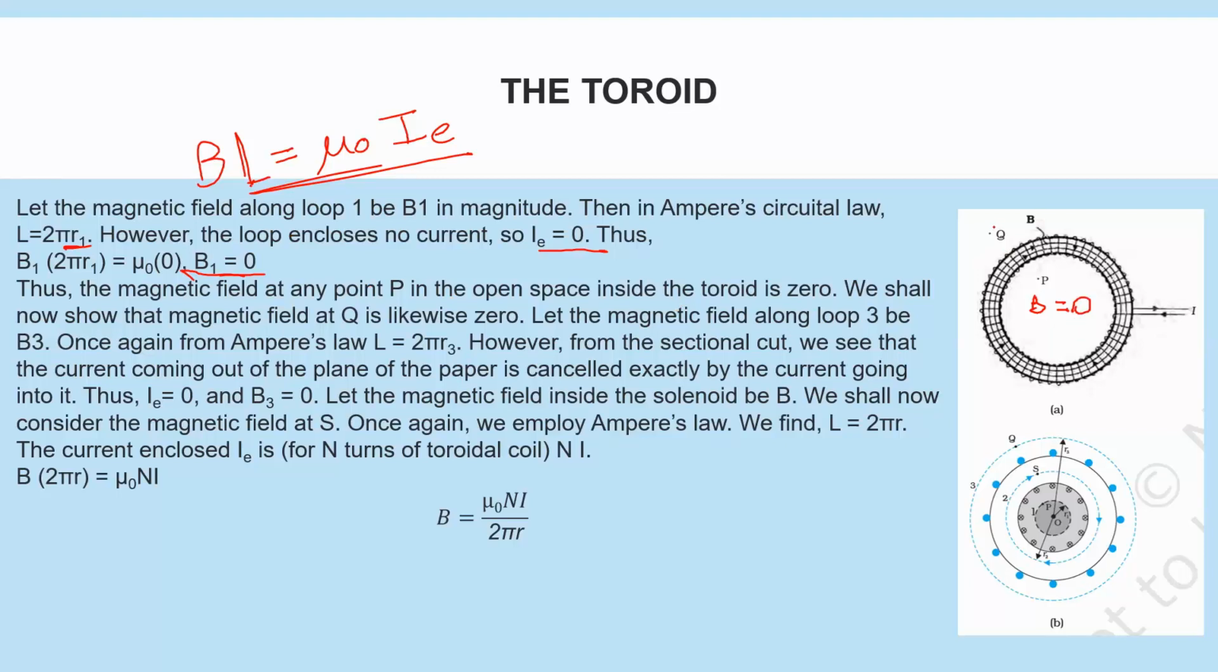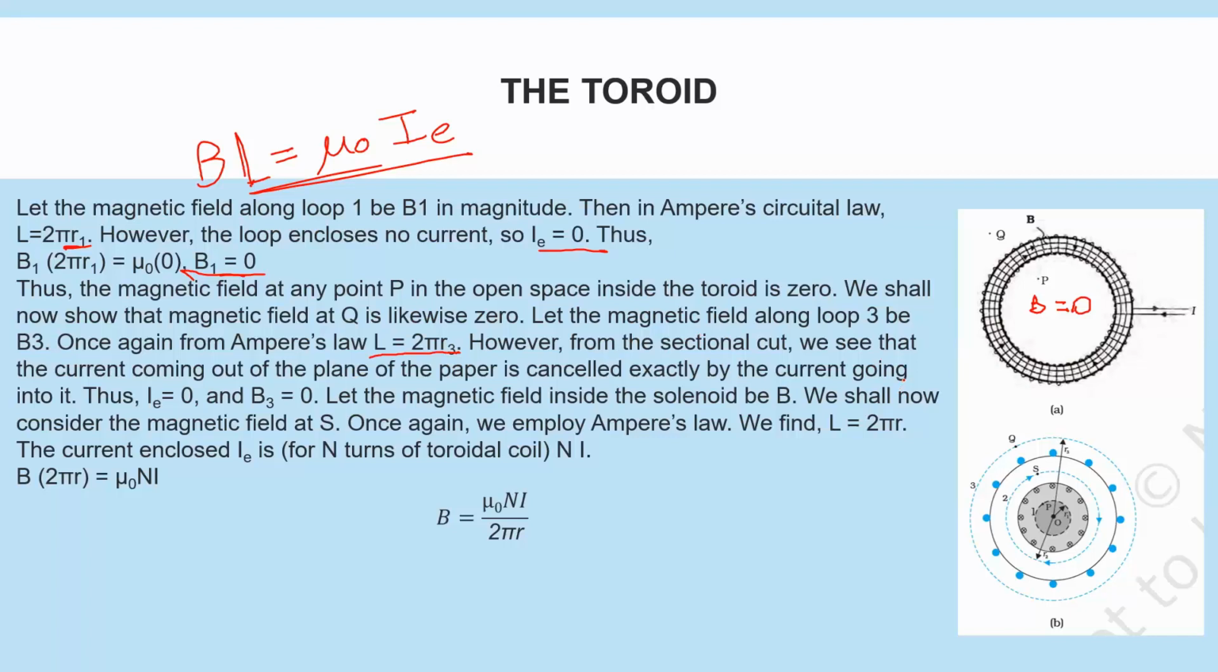Now we will try to see what will be the magnetic field at Q. Now we will say that the magnetic field at Q is also 0. So now we will try to see the magnetic field that is existing in between or within the toroid. We are first going to consider loop 3 where we have B3. So again, because of Ampere's law, we are going to consider the length to be 2 pi R3. R3 is the radius of loop 3.